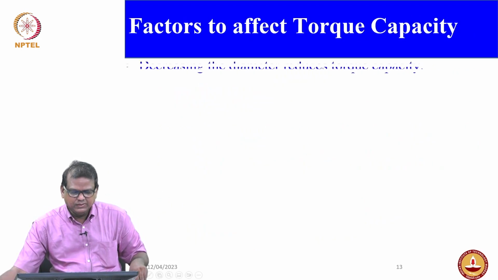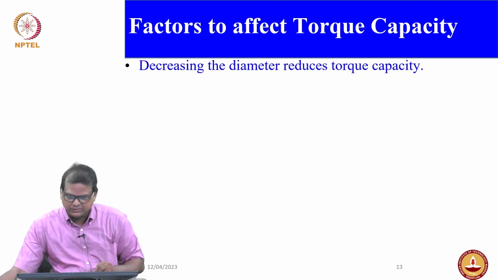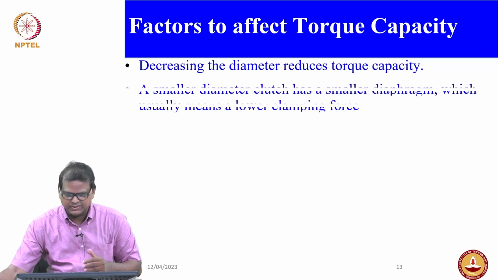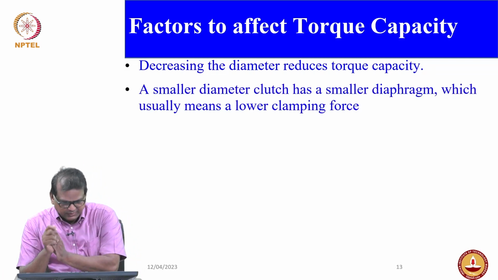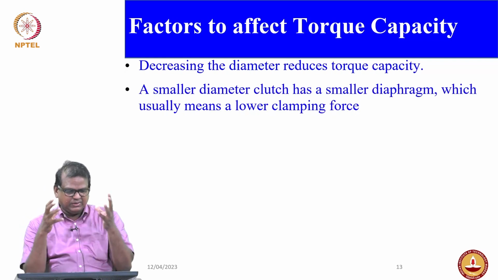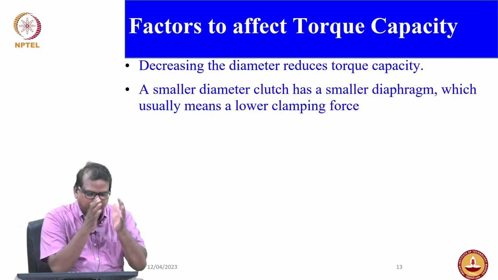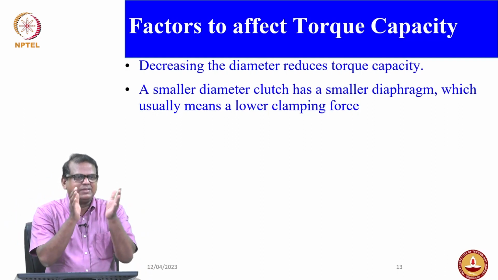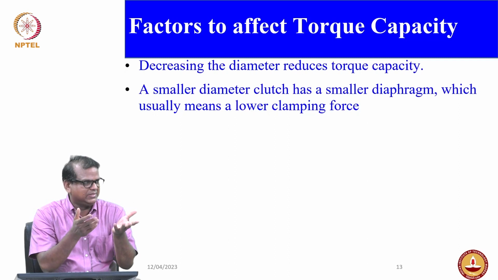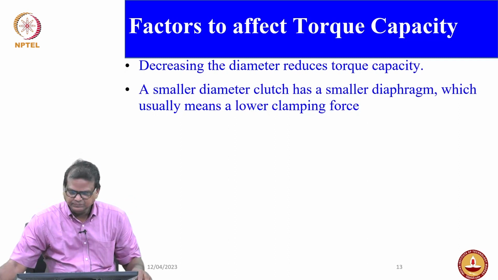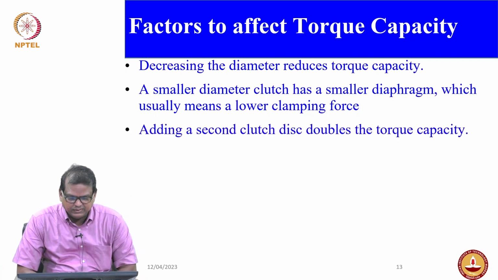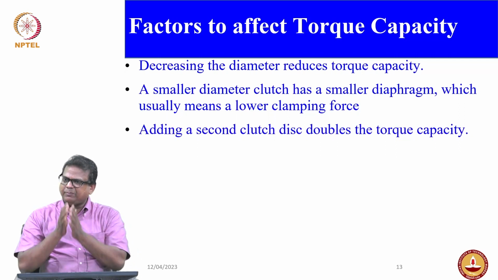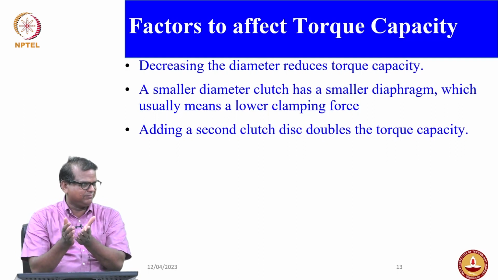In fact, what are the factors that will affect the torque capacity? Decreasing the diameter reduces the torque capacity, that is one aspect. The second is that a smaller diameter clutch has a smaller diaphragm, which will give you a lower clamping force. So, when you have a lower clamping force, you can't do the desired function. That is another disadvantage of a smaller clutch. Adding a second clutch disc doubles the torque capacity. Obviously, your number of rubbing surfaces will be increased.